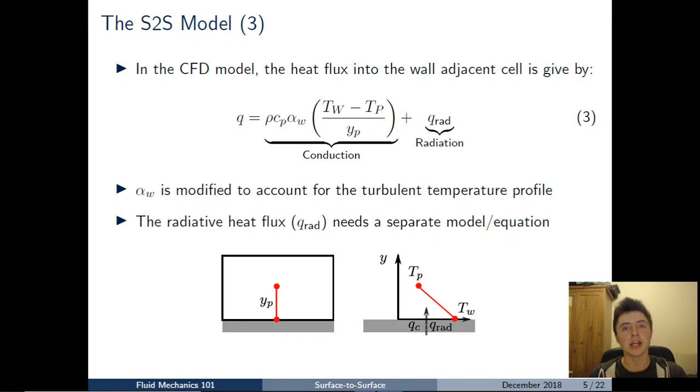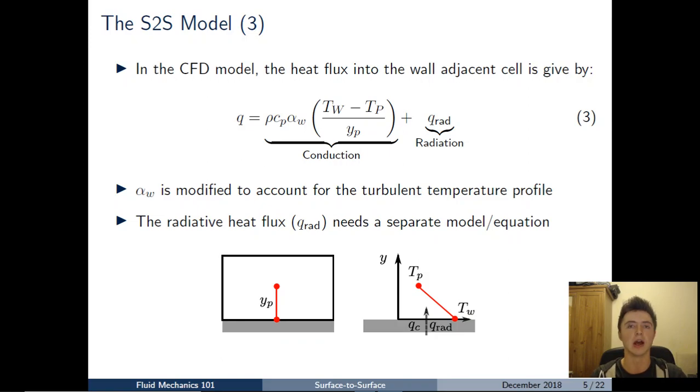And in a previous video I went through how we account for the heat flux from the wall if our temperature profile is non-linear, if we perhaps have a turbulent temperature profile between the wall and the wall adjacent cell centroid, and there's a link to that video in the description below this one if you'd like to go back and have a recap for how we account for a non-linear profile. But to summarize, we normally just modify the thermal diffusivity alpha to account for the non-linear profile, and that's how we normally account for the conduction from the wall into the fluid.